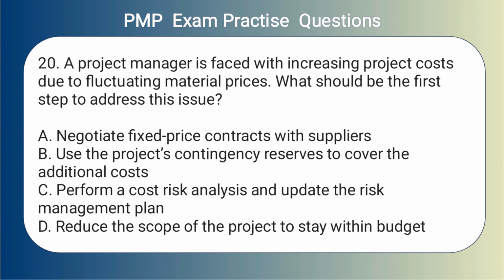20. A project manager is faced with increasing project costs due to fluctuating material prices. What should be the first step to address this issue? A. Negotiate fixed-price contracts with suppliers. B. Use the project's contingency reserves to cover the additional costs. C. Perform a cost-risk analysis and update the risk management plan. D. Reduce the scope of the project to stay within budget.